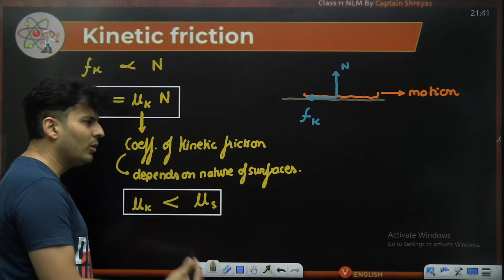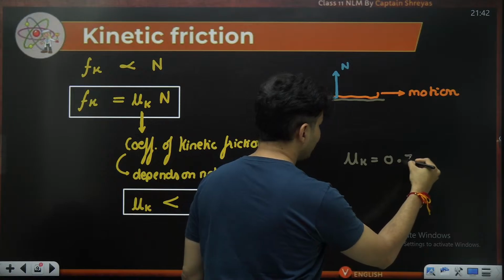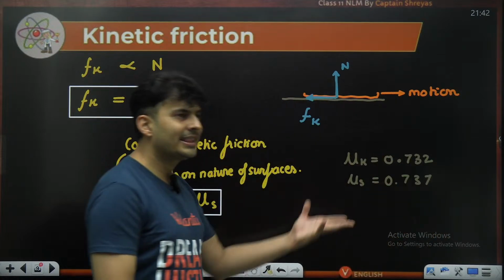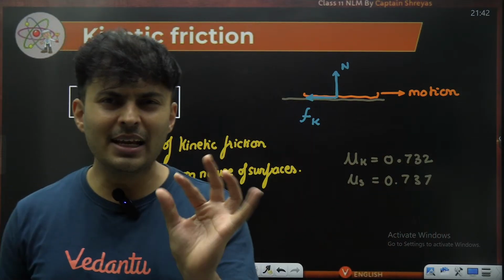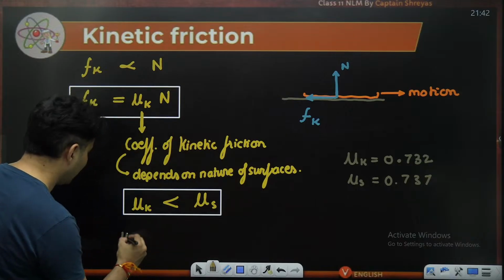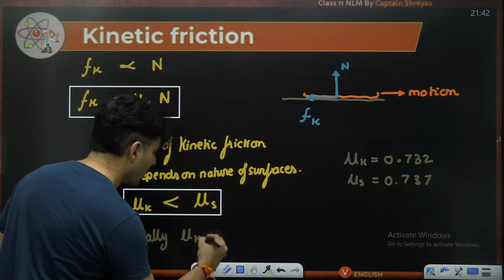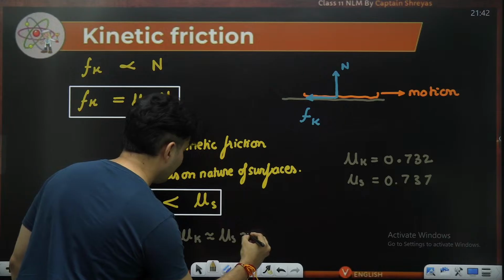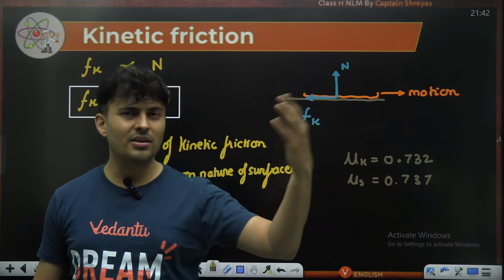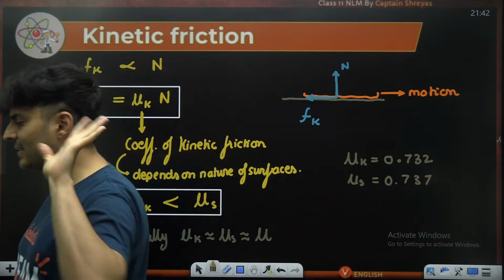But usually how the values of mu k and mu s are, I'll give an example. For example, mu k is 0.732, then mu s will be 0.737. Like that. That's how much different they are. They are very close, but a small gap difference will be there. So for most practical purposes, even though it is a less-than relationship, we say mu k is roughly equal to mu s, and we give them a common symbol and just call it mu. Because the difference is usually in the second, third, fourth, fifth decimal places, not so much of a difference for most practical calculations.